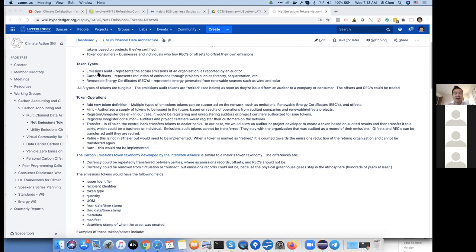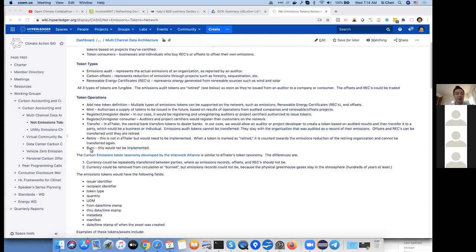And then the other thing we thought we should add is that those people would be able to register their customers, which are everyday businesses and consumers, on the network. Those consumers and businesses would then start to trade or transfer tokens to each other as a way to transfer emissions offsets with each other.